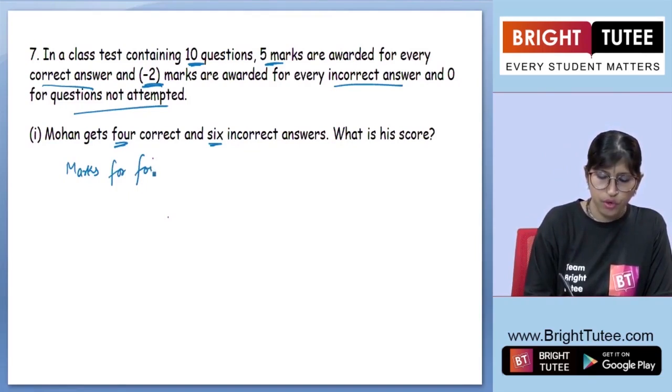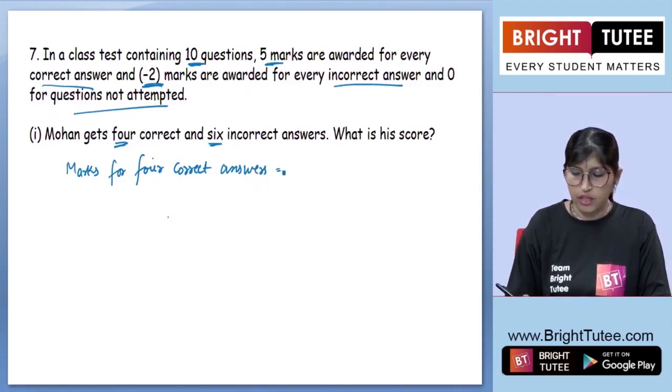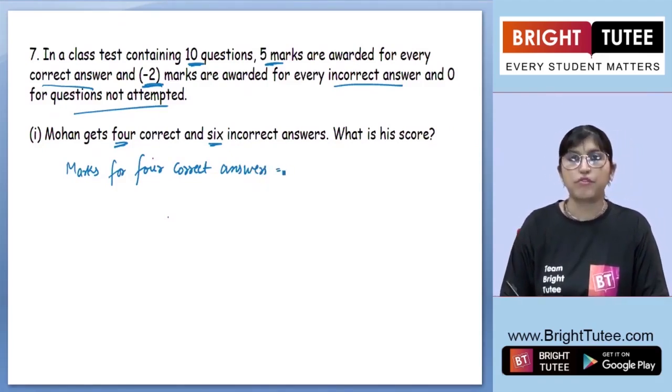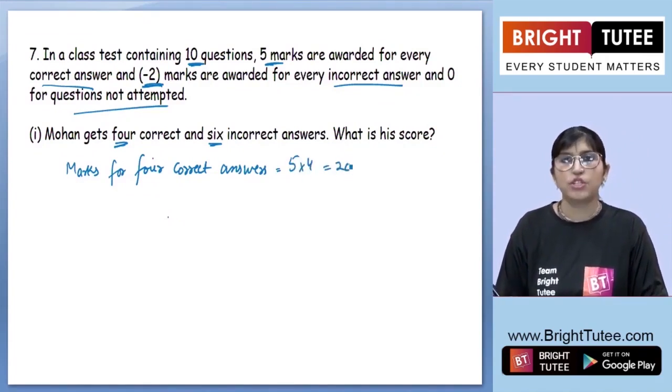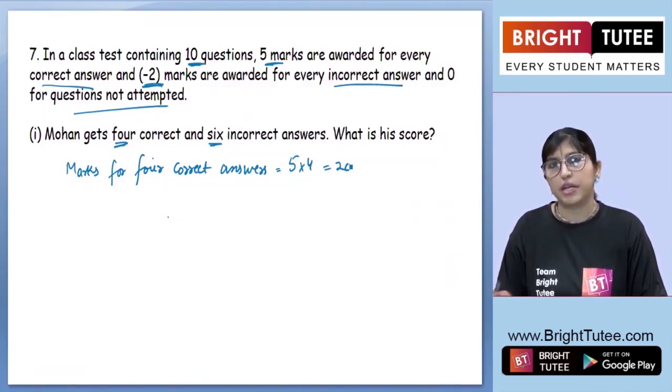for 4 correct answers. For one correct answer we'll be getting 5 marks. So what will it be for 4 correct answers? We'll be getting 5 times 4, which will be 20 marks, right? So for 1 correct answer we'll be getting 5 marks, so for 4 correct answers we'll be getting 20 marks.